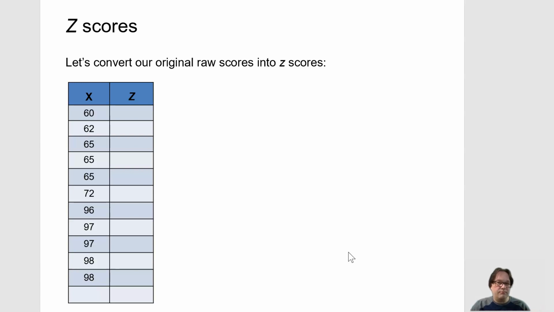These are raw scores for an exam, I think they were. This is that distribution, that data set that we've been using throughout part 1 of this lecture. So we're going to take all of these raw scores and convert them into z-scores. Essentially, we're going to convert them into standard deviations. So how do we do that?